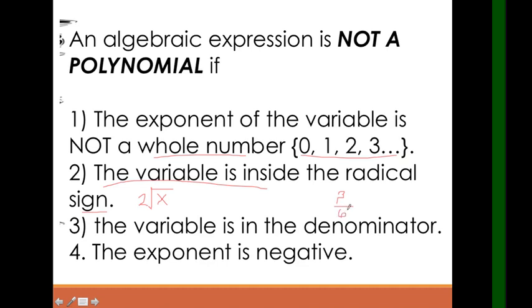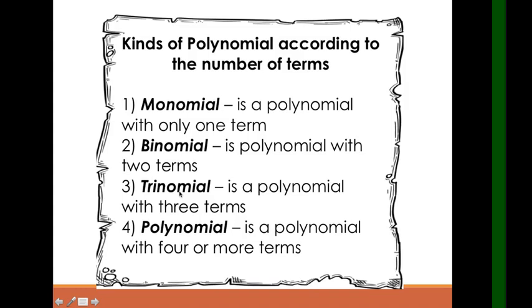So, this one is not a polynomial. Actually, it is a rational. So, 3 over 6x is not a polynomial expression. And then, the exponent is negative. So, kapag negative yung exponent, it is not considered a polynomial. So, remember this 4 so that we know kung ito ba ay polynomial or not polynomial.